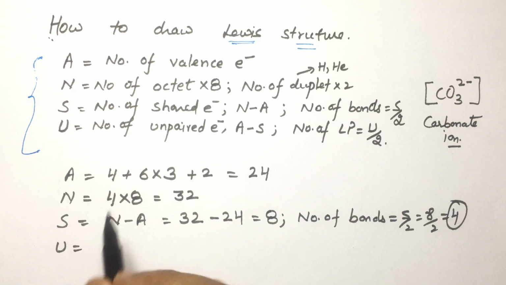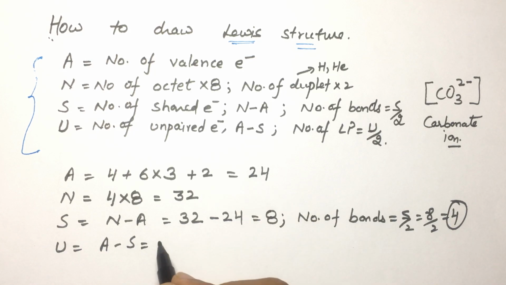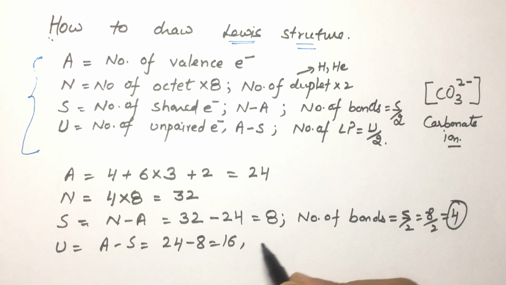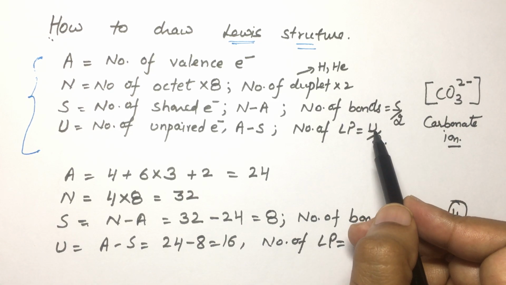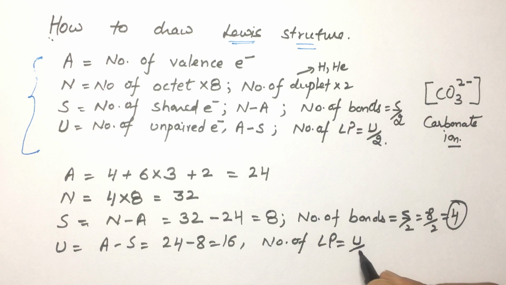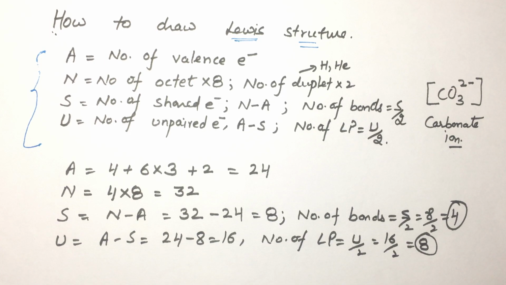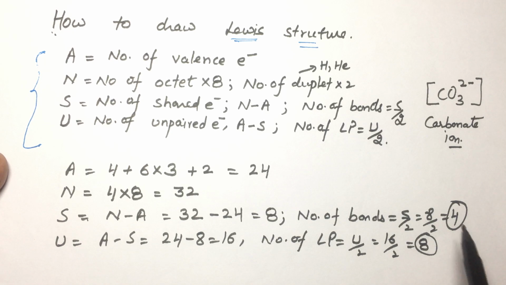Now what is U? U is the number of unpaired electrons, that is A minus S. A we have 24, S we have 8, so that makes 16. So now the number of lone pairs is governed by U by 2. So our answer will be 16 by 2, that is 8. So there are 8 lone pairs in our structure. So this is the overall view. We have managed to know that there are 4 bonds in this structure and 8 lone pairs.